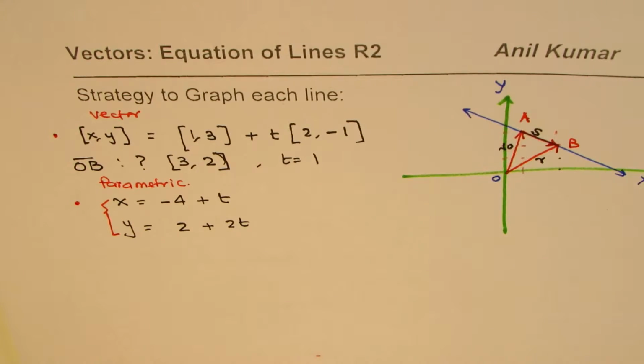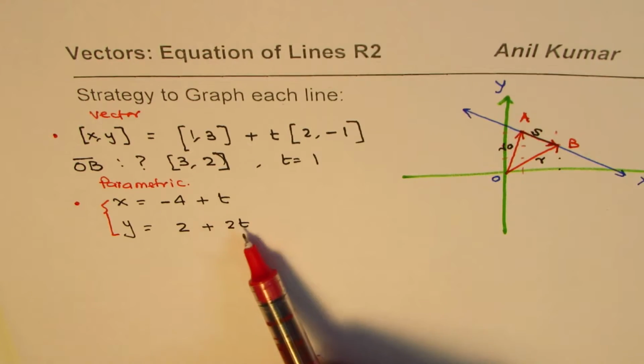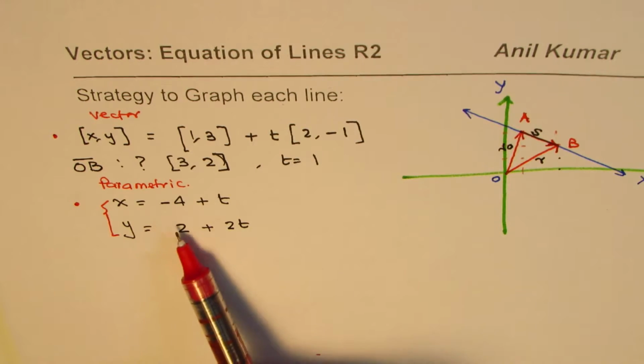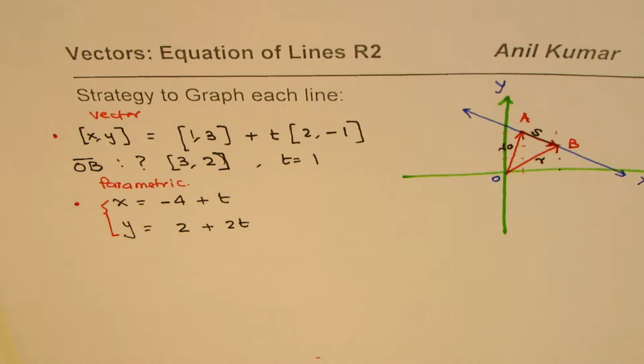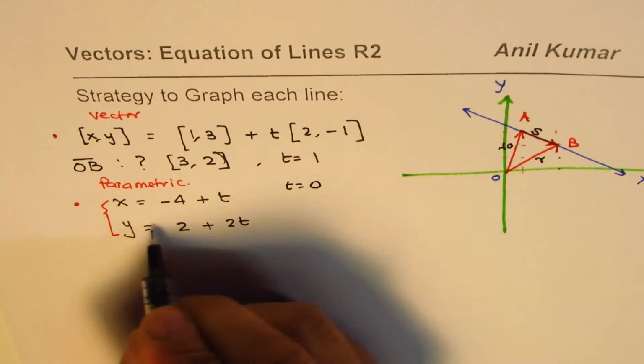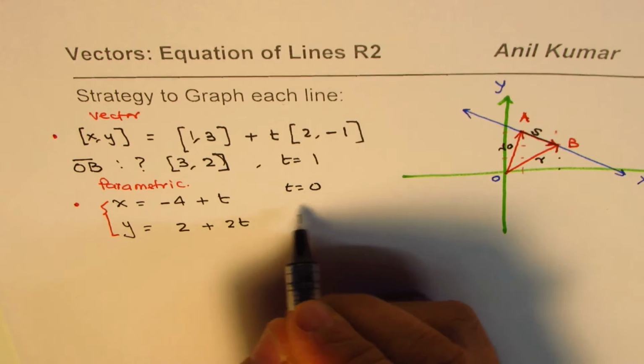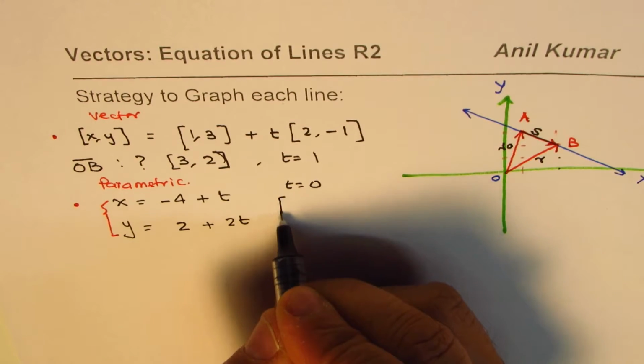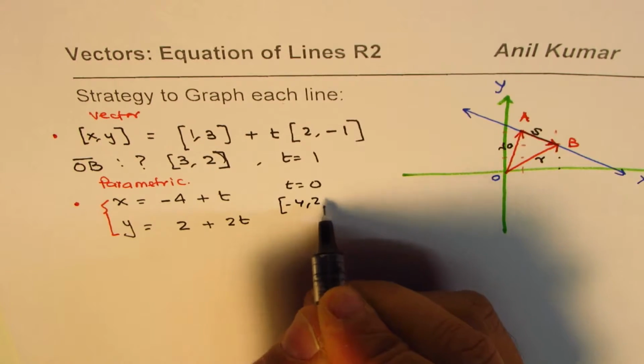Now, when you are given a parametric equation, if t is 0, you have the point (-4, 2), right? So let me write down the set of points from here. If t equals 0, we get the point, let me write the vector, I'll show you a vector, which will be (-4, 2), right?